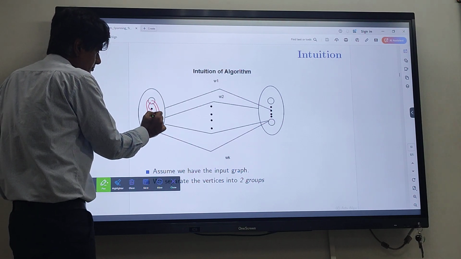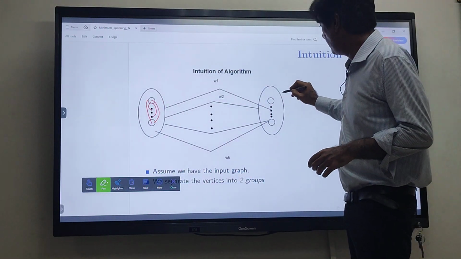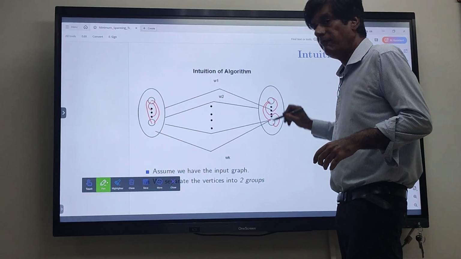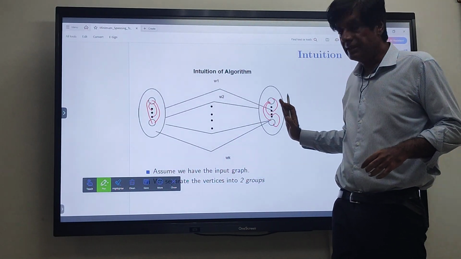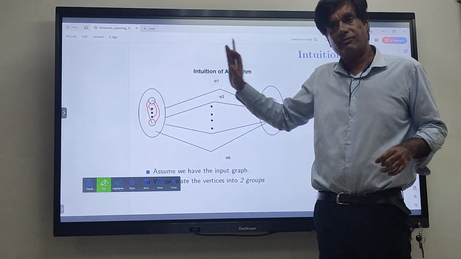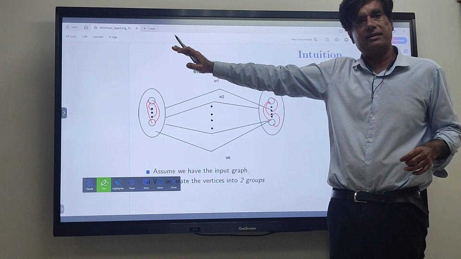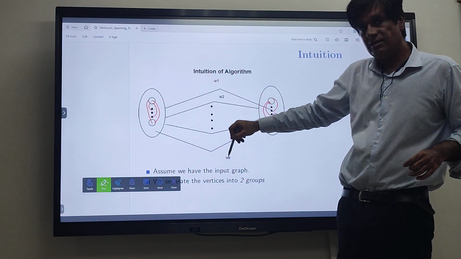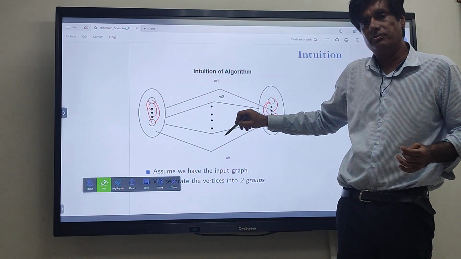there will be edges between this group of vertices, and there will also be some edges that connect these groups. But there will be some edges that connect the vertices from this group and this group. Otherwise, it will be a disconnected graph. So there are some edges. It can be any number. So I'm assuming a k number.